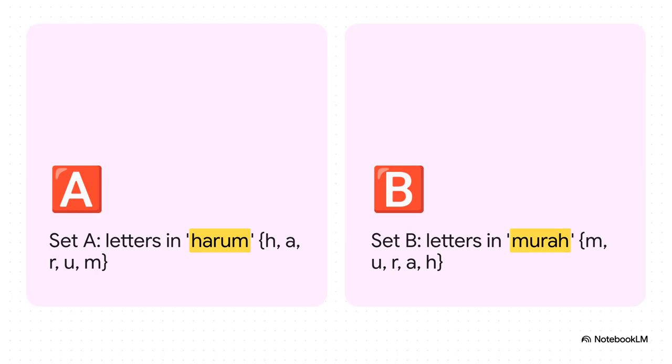Then we have Set B, which has the letters in the word murrah, M-U-R-A-H. If you look closely, both sets contain those exact same 5 letters. It totally doesn't matter that they're scrambled up in a different order, because every single element in Set A is identical to every single element in Set B. They are perfectly equal sets. So we just write A equals B.